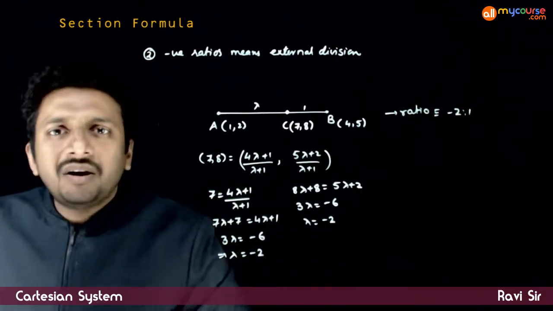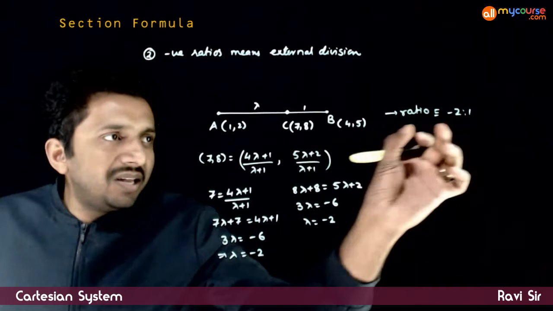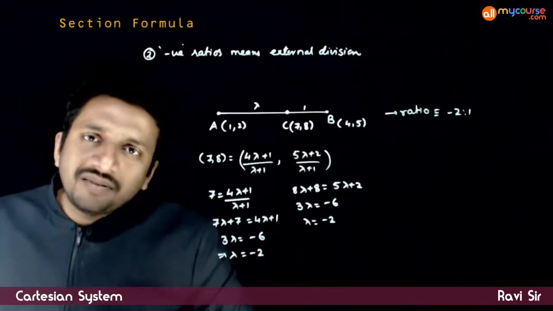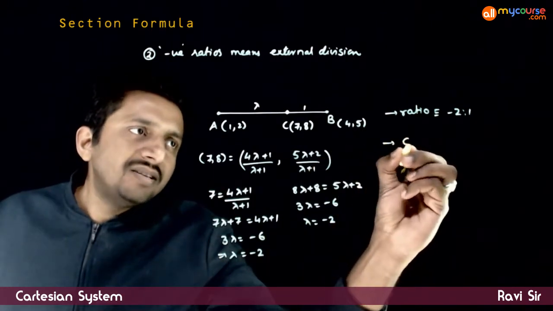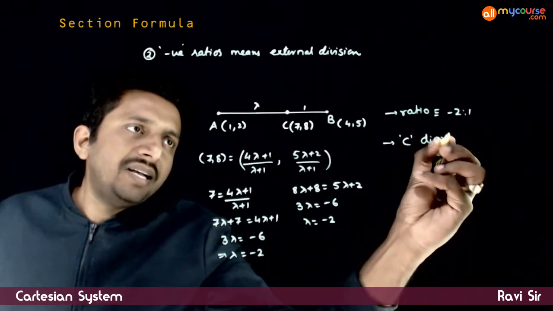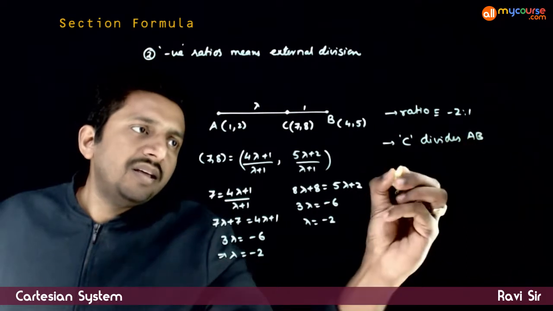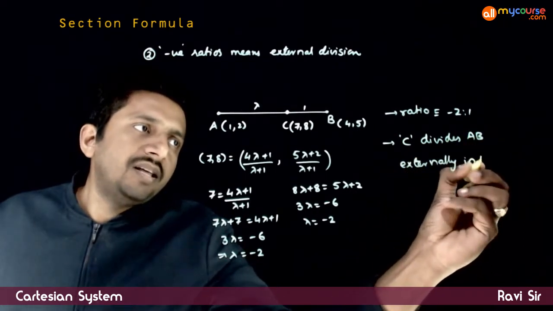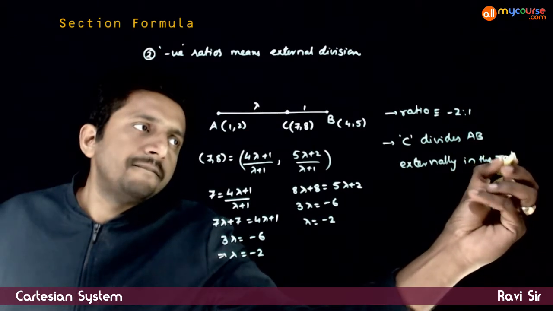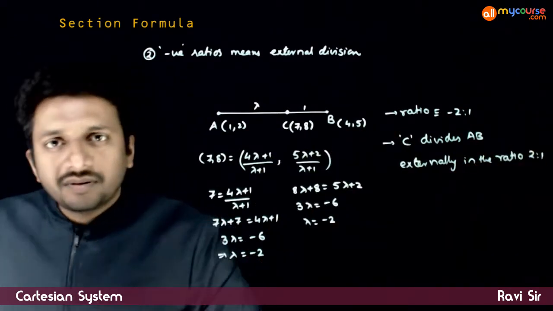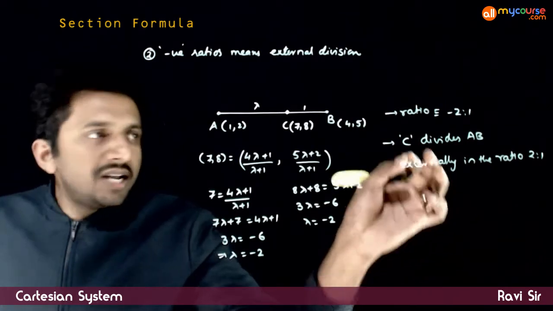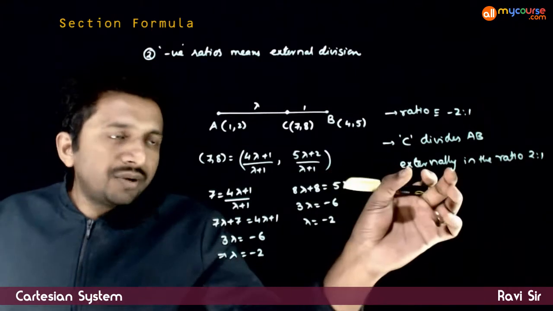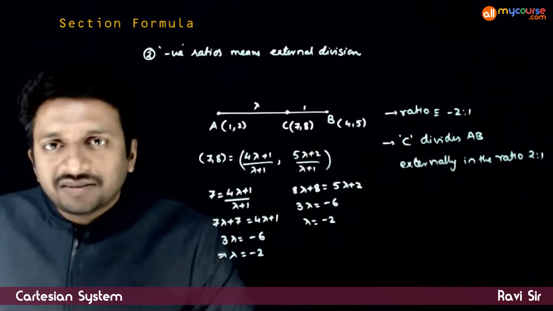So what is the meaning of minus 2 is to 1? What is the meaning of negative ratio? Negative ratio means external division. That means C divides AB externally in the ratio 2 is to 1. When you don't write externally, you have to include a minus, and minus means external. Once you write external, again you don't need to write minus.